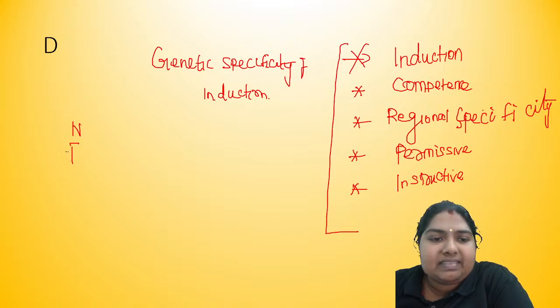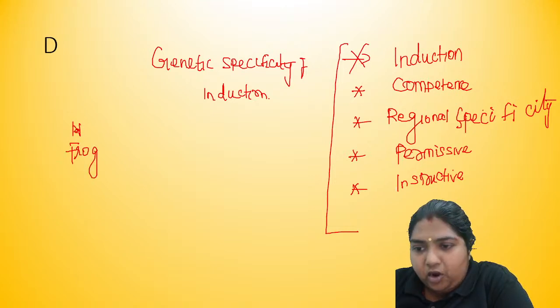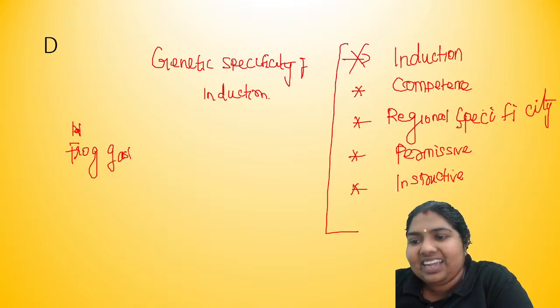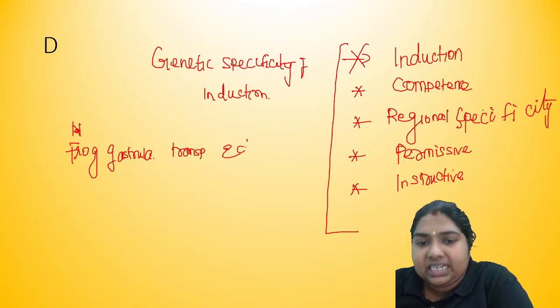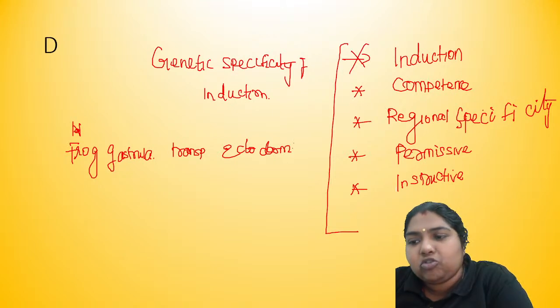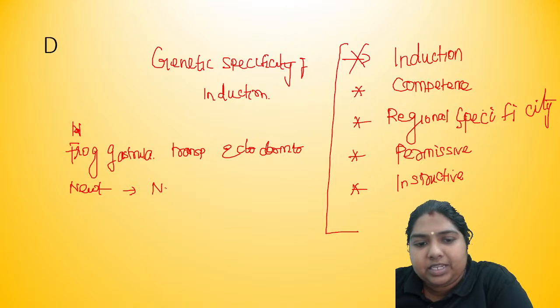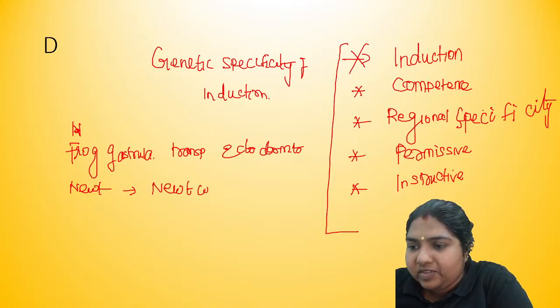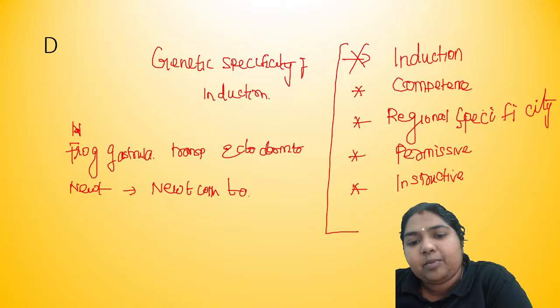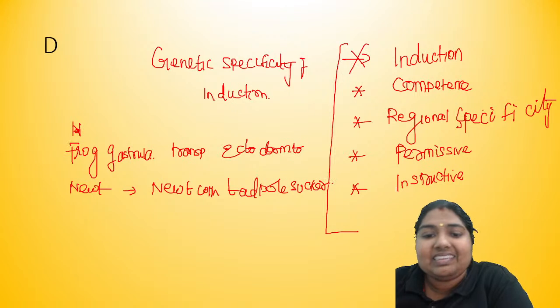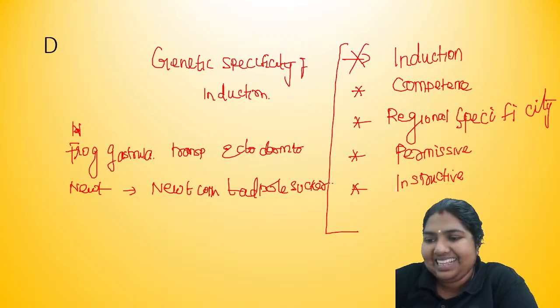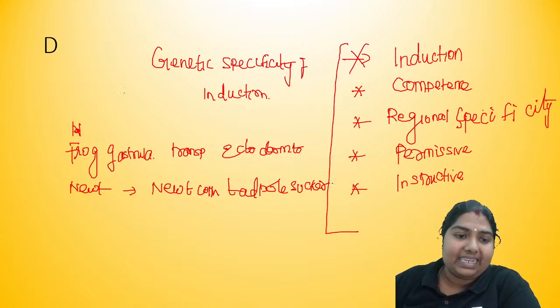See, you remember this model from the frog gastrula. What they will be doing is transplanting this ectoderm to the newt. So actually this is going to be a newt, but this newt will be having a tadpole sucker. Why? Because this part has come from the frog, so that is why it will look like that.